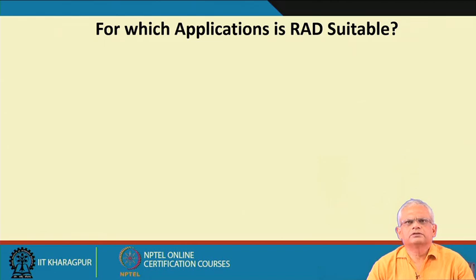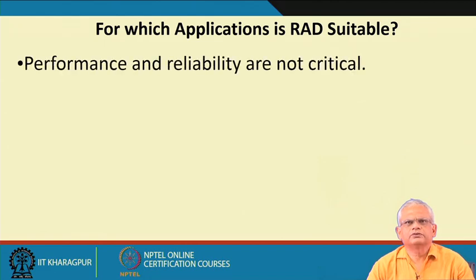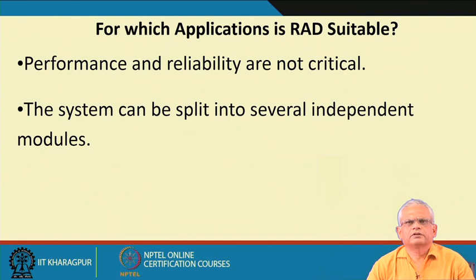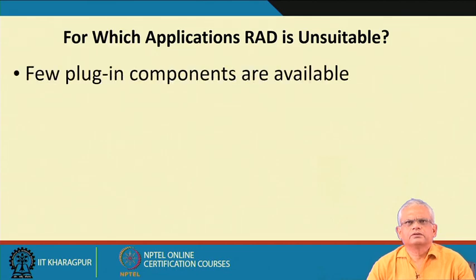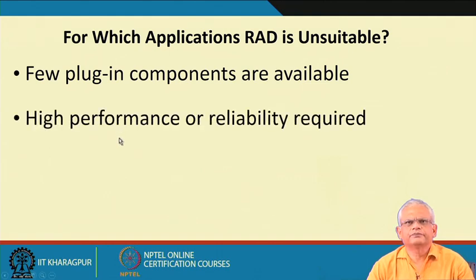Now, let us look at the software projects for which the RAD model is suitable. These are projects for which performance and reliability are not critical, but which are required to be developed very fast, and the system can be split into several independent modules. If the system is very trivial and we cannot have several increments, then obviously the RAD model is unsuitable. Also, the RAD model is unsuitable when few plug-in components are available, or high performance or reliability is required.